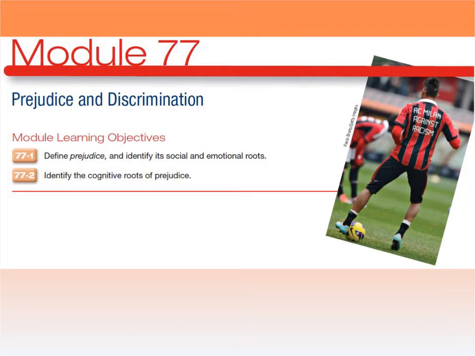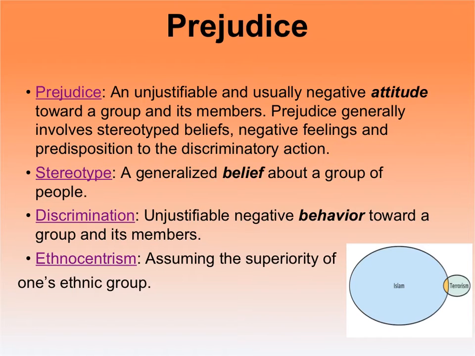We're going to discuss modules 77 and 78 today, which have to do with prejudice, discrimination, and aggression. Not very uplifting, happy topics, but very important in understanding how conflicts come to be and how they perpetuate and go on through social psychology. So first, let's define what prejudice is.